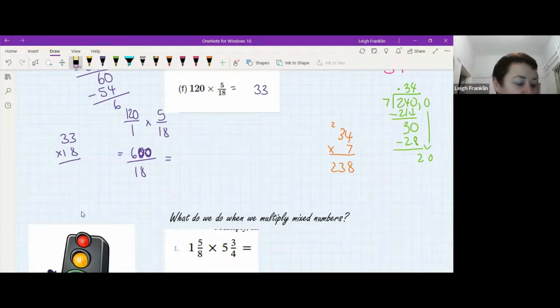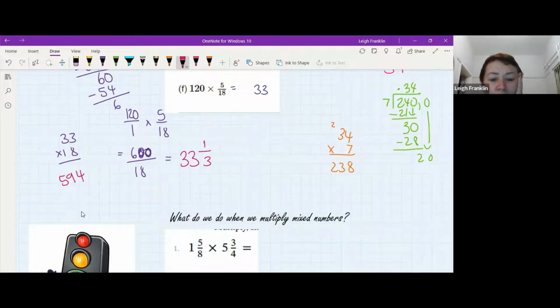Okay, so 33 times 18 is going to leave us with 594. Are you also getting that? Yes. Okay, so that means it would go in 33 times with a remainder of 6 over 18, which would be 1 over 3. All good? Yes. Okay, all right, there we go.